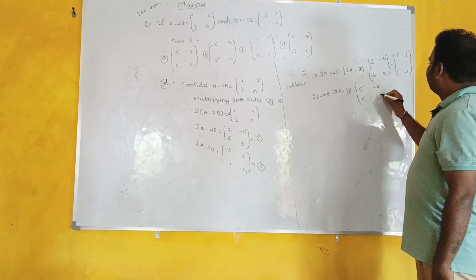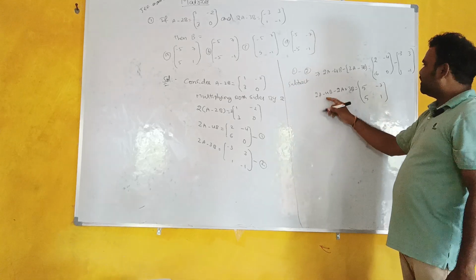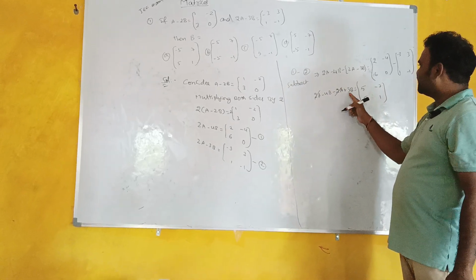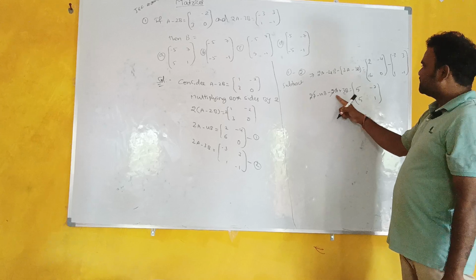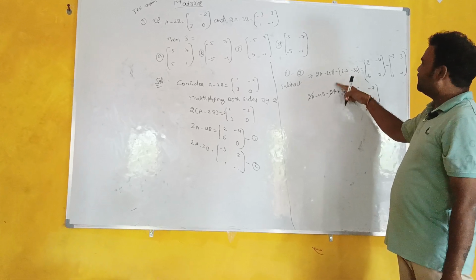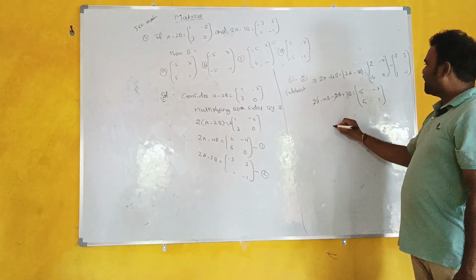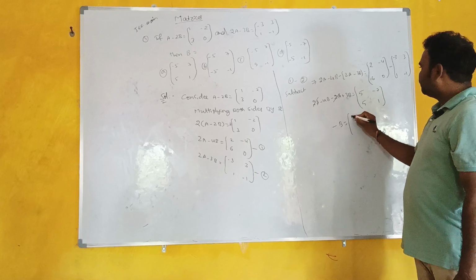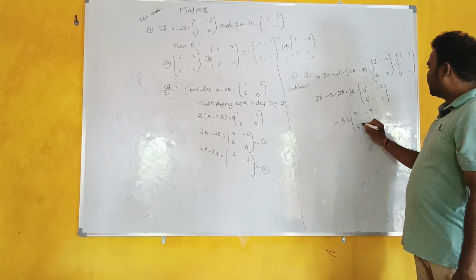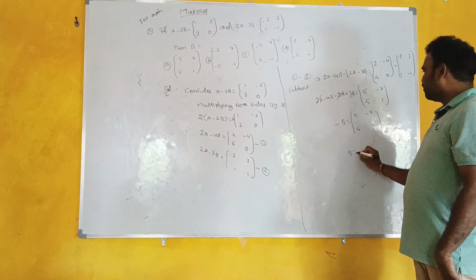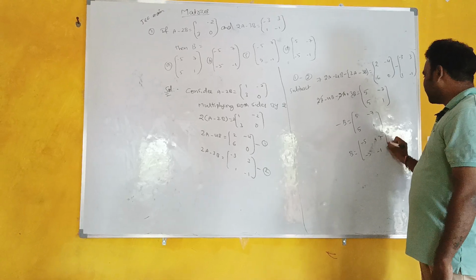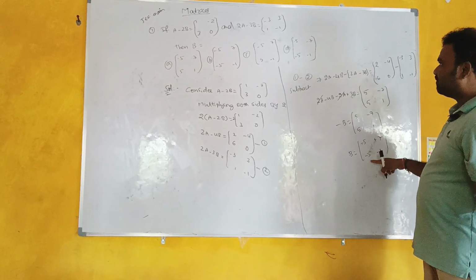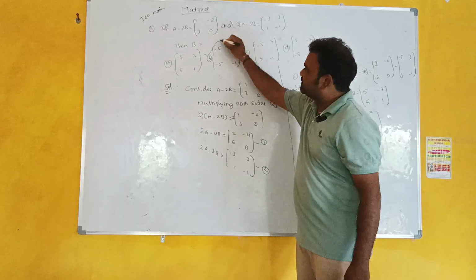Here 2A and minus 2A cancel, and minus 4B plus 3B gives minus B, which equals [5, -7; 5, 1]. Then B equals [-5, 7; -5, -1]. So B equals [-5, 7; -5, -1], which is the correct answer.